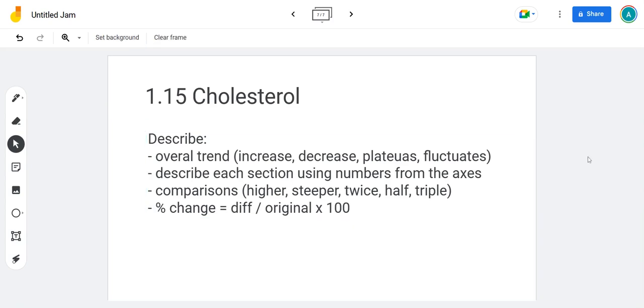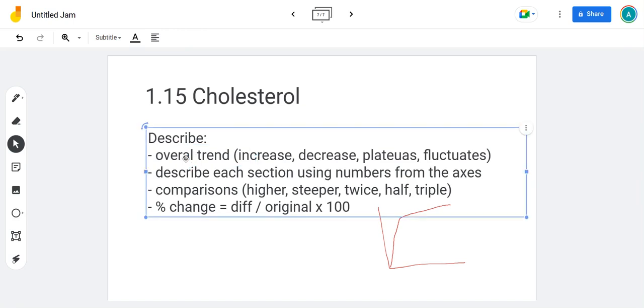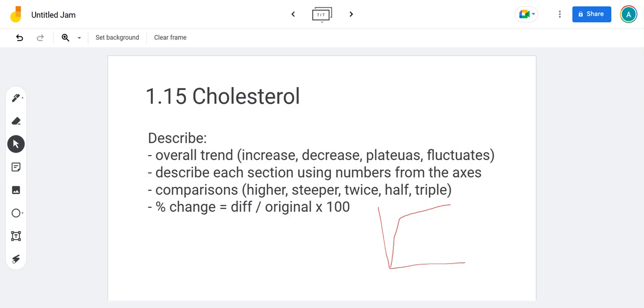So let's have a look at an example of how we do one of these describe questions. Let's draw ourselves a little graph. Let's say you've got a graph that went up and plateaued like that. So your overall trend, in this graph, you would say the graph shows that it increases and then plateaus.